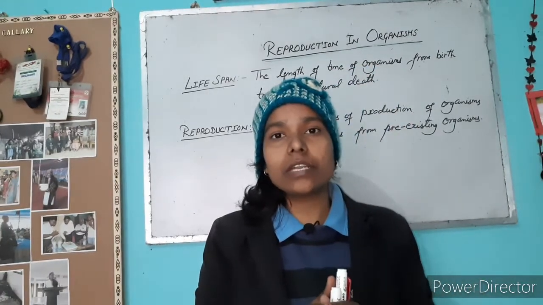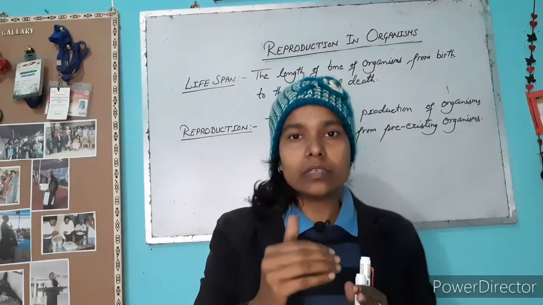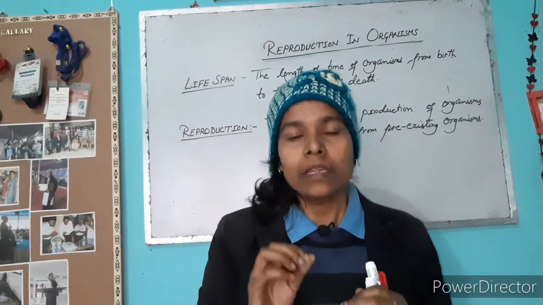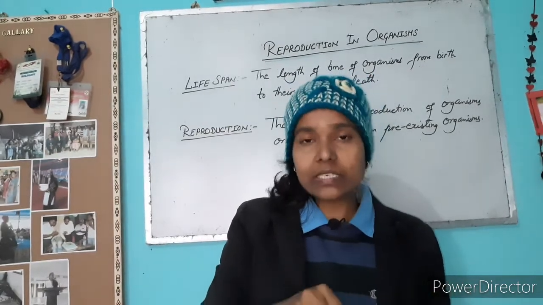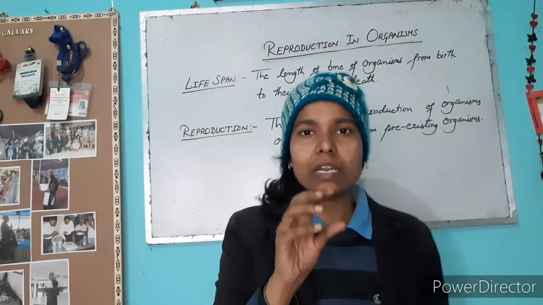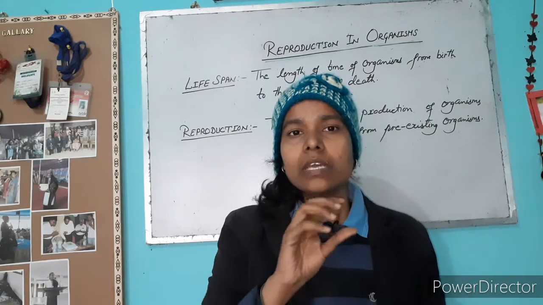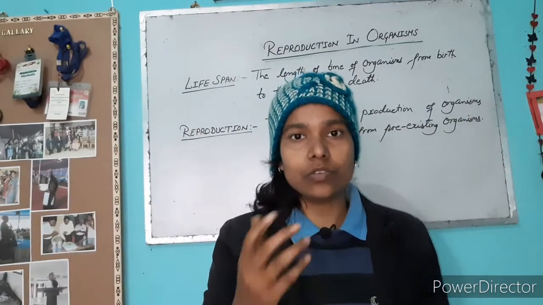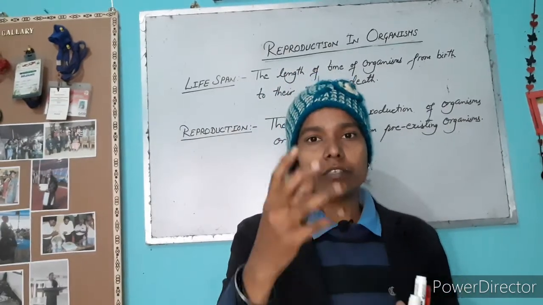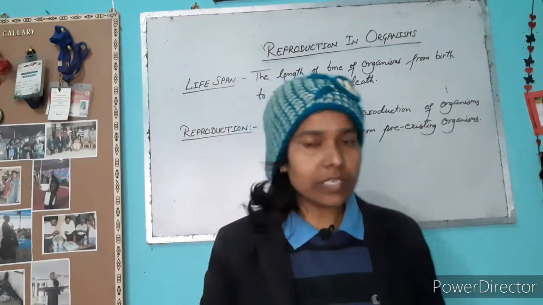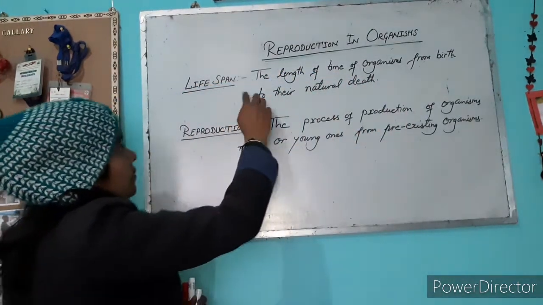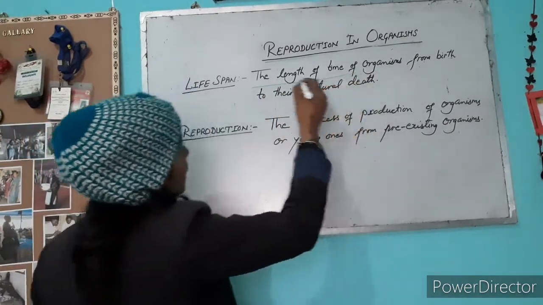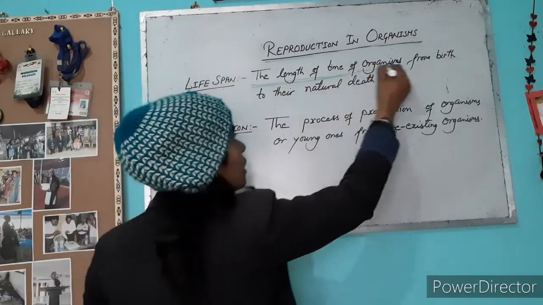So before we learn about reproduction, we need to learn the topic of lifespan. Lifespan means that particular organisms have a particular length of time from their birth to their natural death. Let me tell you the exact definition. The lifespan means the length of time of an organism.